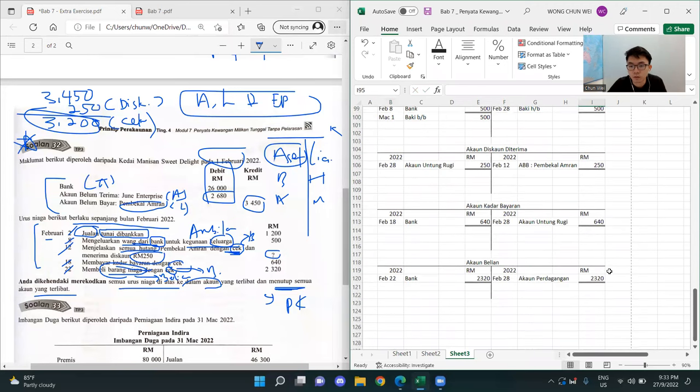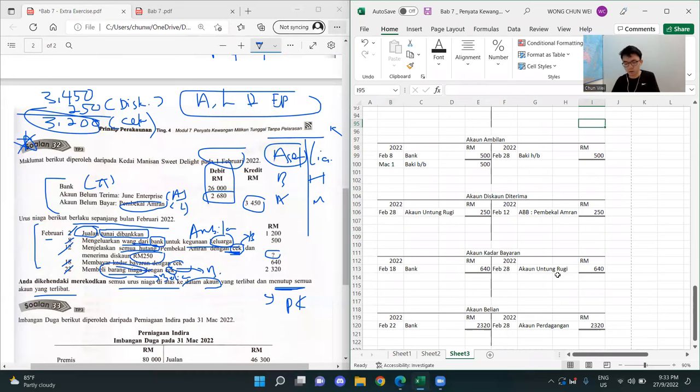Okay, so are you guys done? If done, give me a D-O-N-E done. So this is a very simple exercise. So it's like you just do back the practice on ledger. After ledger, you just tutup and hantar to the penyata kewangan. Ada PKK, account perdagangan, account untung rugi. So the PKK one, you don't have to write penyata kedudukan kewangan. All you need to do is just to put the HP and BB. That's it.